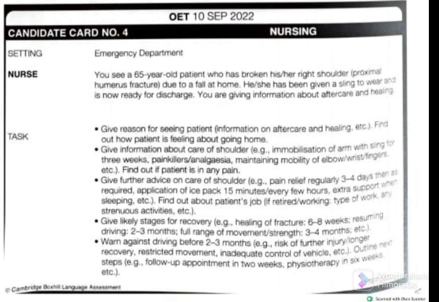Then maybe the patient is telling that, no, sister, I am a retired person and I am only at home, but occasionally I am working in my garden. Then we can tell that I am happy to know that you are in a retirement life and you don't have any strenuous work in your home. Then the next stage is to give likely stages for recovery.